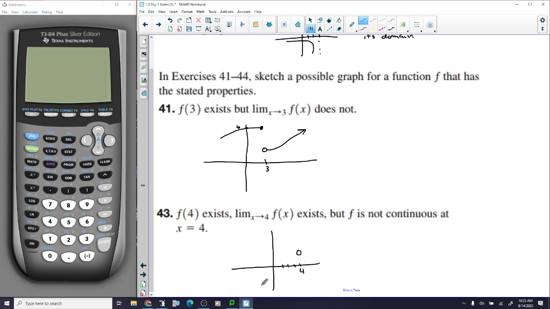So an open dot, approaching this and approaching this, so it's approaching the same y value, but yet it's not continuous. So I could either leave it like this with an open dot, or I could say the function value is up here, so either way would have worked.